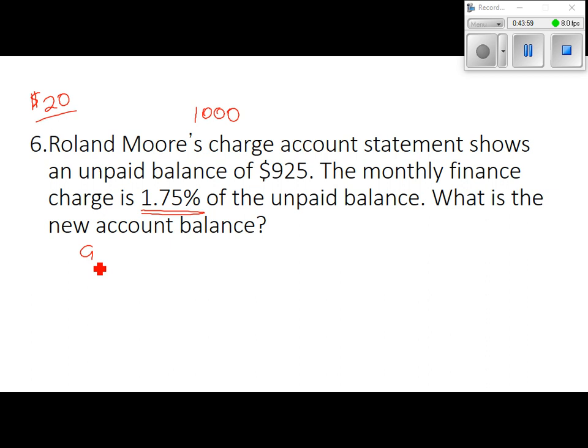So 925, what are we going to multiply 925 by? Close. Make sure, that's where you're going to mess up those numbers if you don't move the decimal enough places or move it too many places.